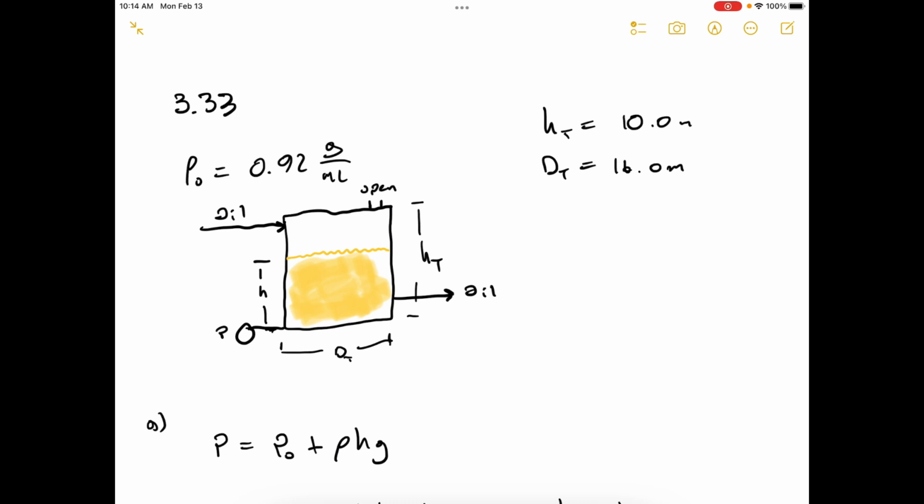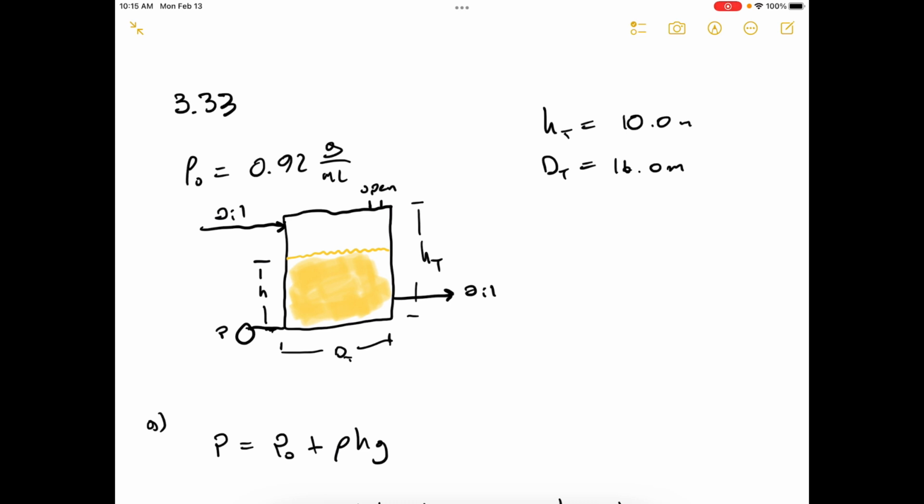Today we're working on problem number 3.33 from Elementary Principles of Chemical Processes, 3rd edition. The problem statement says, a storage tank containing oil with a certain density is 10 meters high and 16 meters in diameter. The tank is closed, but the amount of oil it contains can be determined from the gauge pressure at the bottom. Part A.